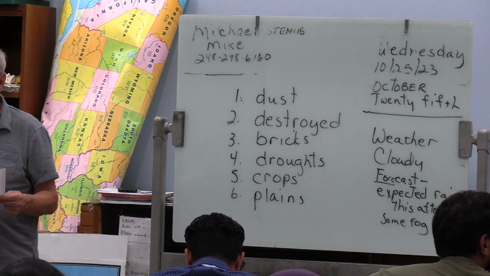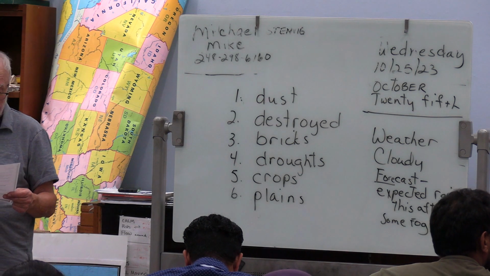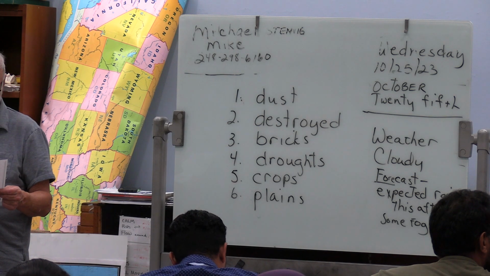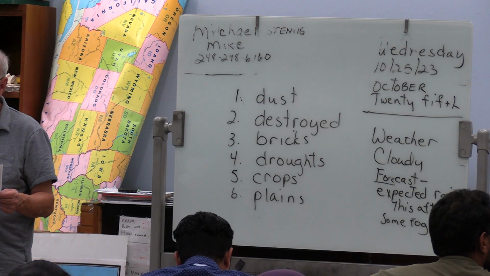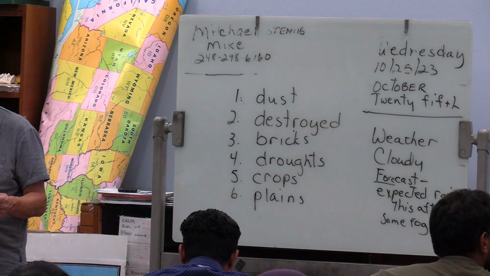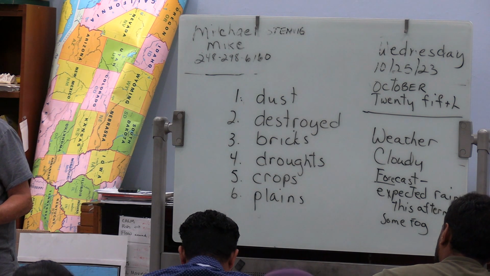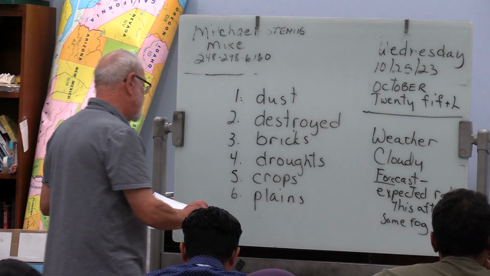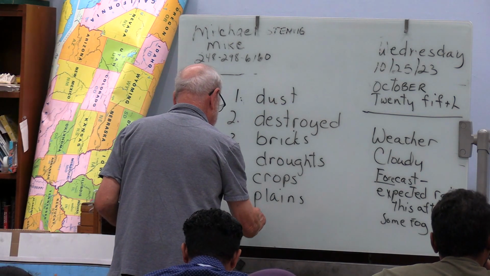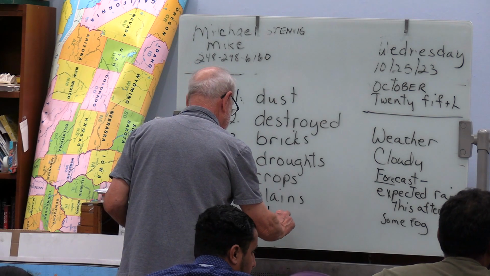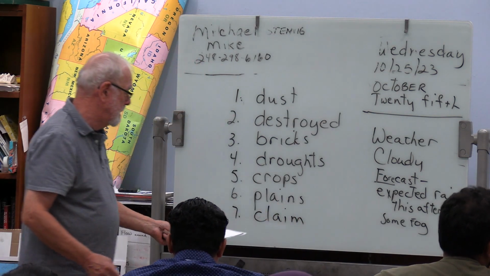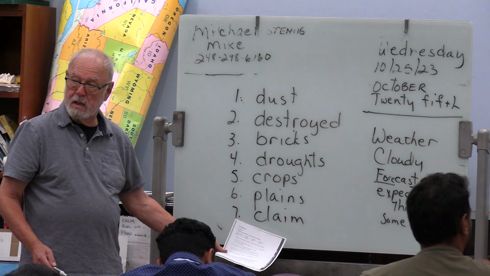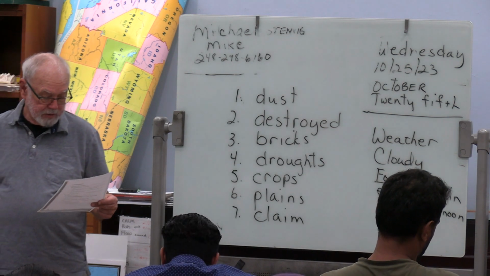Number 7. Dara? When you say you have the right to receive or own something, you claim it. Almost. Got the right word. Claim. Okay, last one, number 8.